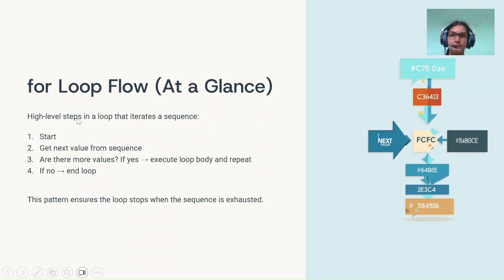For easier understanding, here are the high-level steps in a loop that iterates over a sequence. First, start, right? Python takes the first value from the sequence, then it executes the code, then automatically moves on to the next value from the sequence. If there are any more values, then yes, execute the loop body and repeat. If no, then the loop is ended, right? This pattern ensures that the loop stops when the sequence is finished, exhausted.